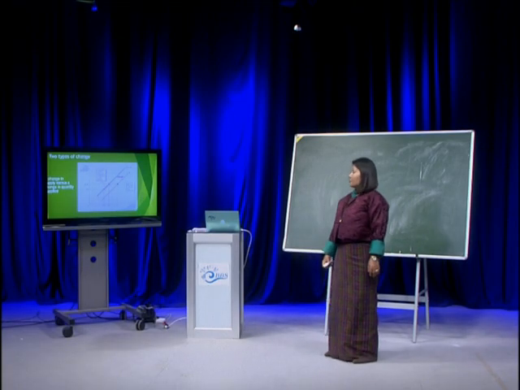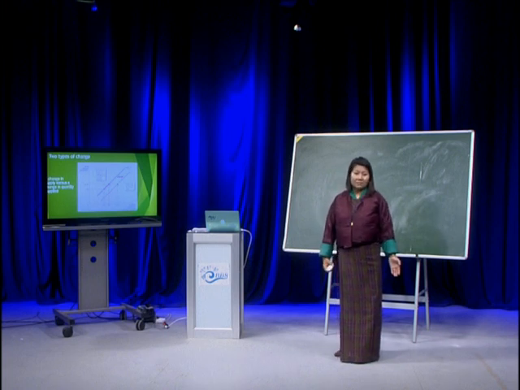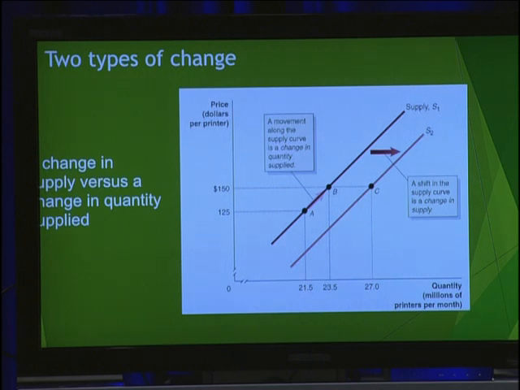Here, two types of changes. Actually, it's the same thing we talked about earlier, but a little more in detail, perhaps for you to comprehend the lesson more, all right? So changes in supply versus changes in quantity supplied. There are two changes. So one is shift in the supply curve, which is a change in supply. Now, when we talk about movement, if you look at the first one, supply S1, a movement along the supply curve is a change in quantity supplied. And that is caused by the factor price.